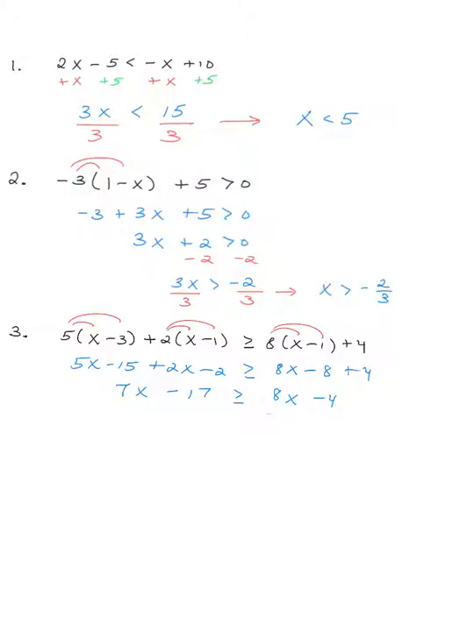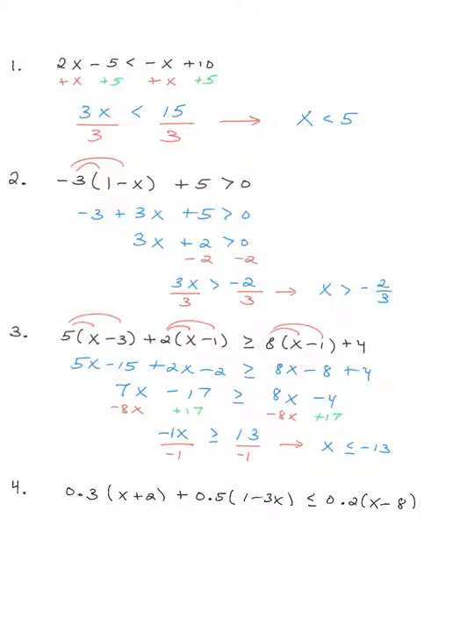I think what I'll do is subtract 8x from both sides, as well as add 17 to both sides. You can do that all in one step. We get negative x is greater than or equal to 13. That's really a negative 1 times x if you would like, because we're going to now divide both sides by a negative number. This will change the direction of the inequality. We get x is less than or equal to negative 13.